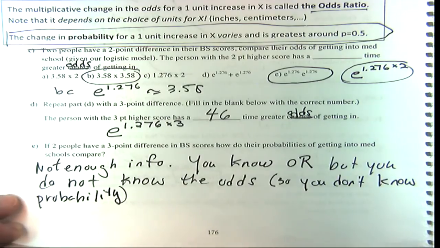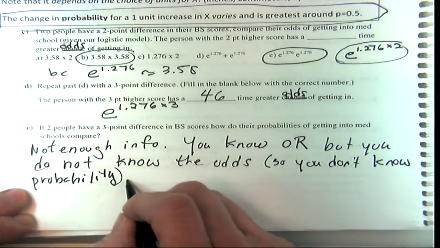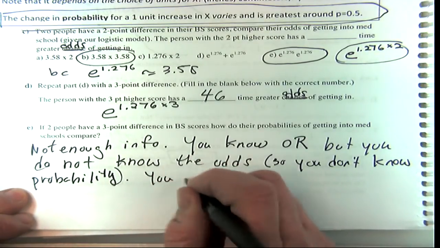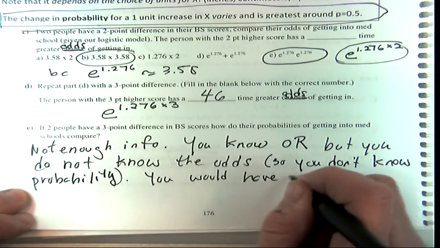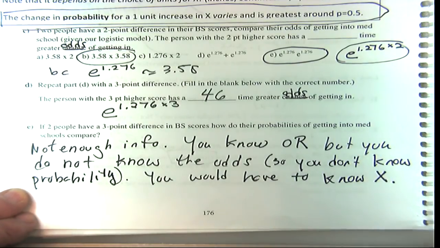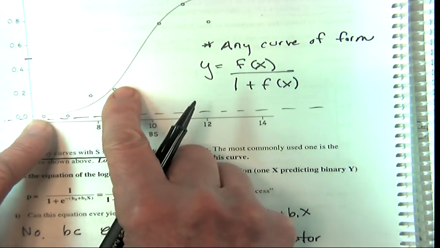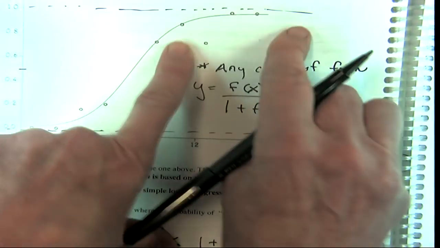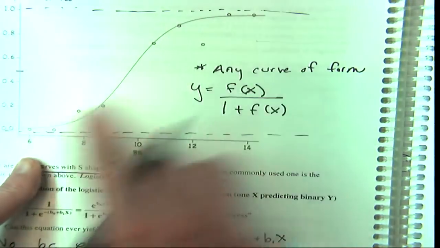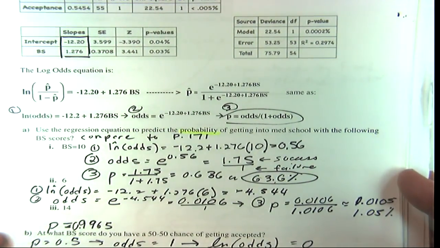You just know the ratio of two odds. So you don't know the probabilities. What piece of information would you have to know? You'd have to know x. You'd have to know where on that curve they are, right? Here, a 3-point difference is not going to make much difference. Here, it's going to make a huge difference. Here, it's not going to make much difference again. You have to know where along here they are. So you just know the ratio of the two odds. You don't know the odds.